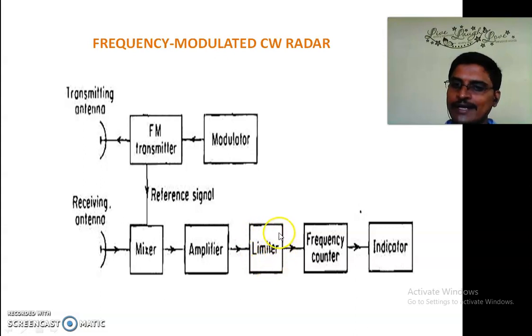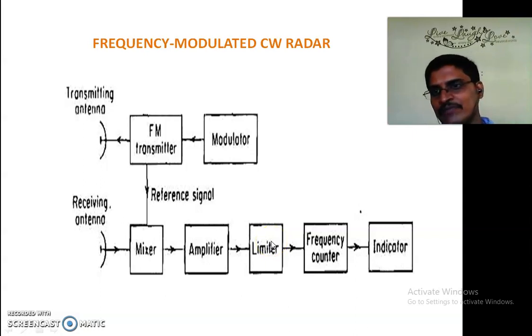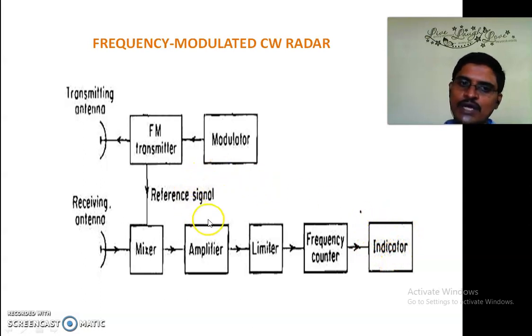The limiter eliminates any amplitude variations. We are using FM modulation, so in the FM receiver we need to use one limiter which limits any fluctuations in the amplitude of the received signal. After that, it is given to the frequency counter. Then next it is given to the indicator. Here the indicator is a frequency measuring device. So this is the overall block diagram of FM CW radar.